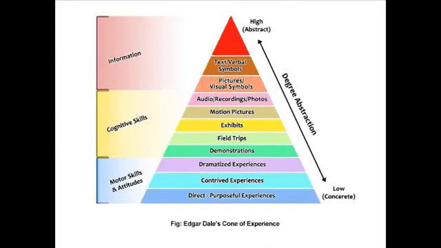Then we have the 10th stage, pictures or visual symbols. It refers to the use of words or printed materials which resemble the object under study. Example, the word whale. Upon reading or hearing the word whale, the learner can form a mental image about it.